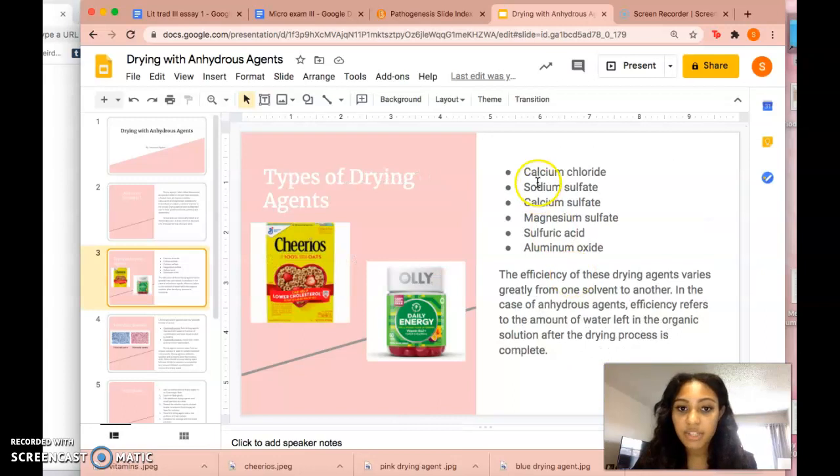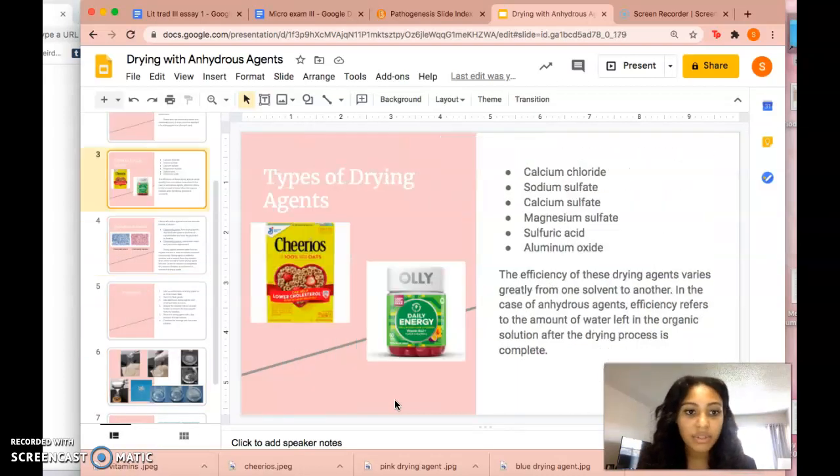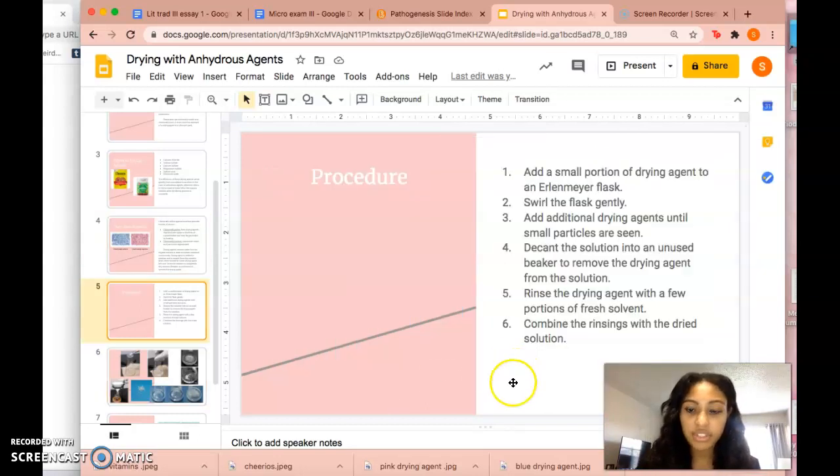And one thing I forgot to mention on the types of drying agents, calcium chloride is not very reactive with carboxyl, amino and carbonyl group, or hydroxyl, amino and carbonyl group functional groups. And let's see, going back to here, some chemically active substances include calcium chloride, sodium sulfate, and magnesium perchlorate.